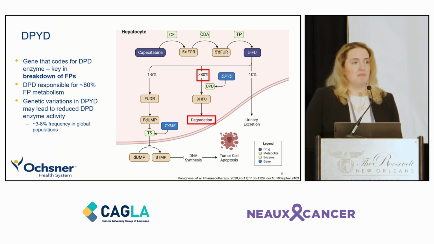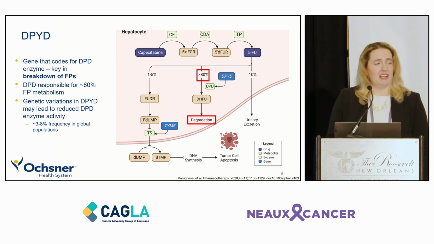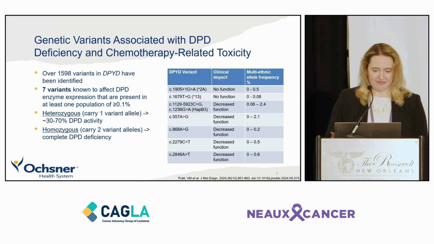And we'll talk a little bit more about what the specific variations that we look for in the DPD gene are, but just knowing that in a global population, we see anywhere between 3 to 8% of patients will carry one of these variants that will increase the risk of developing a severe toxicity when treated with fluoropyrimidines.